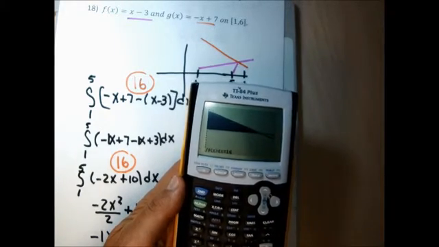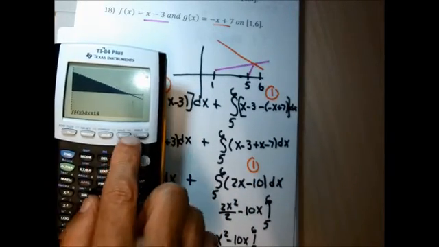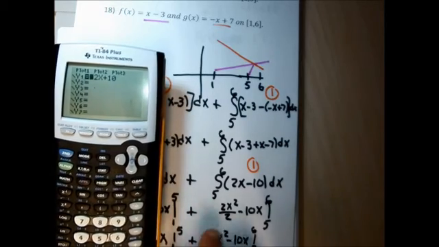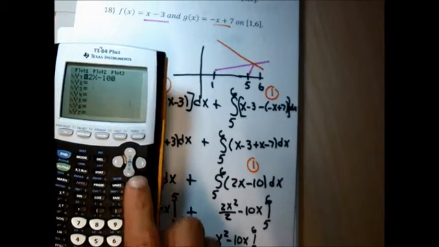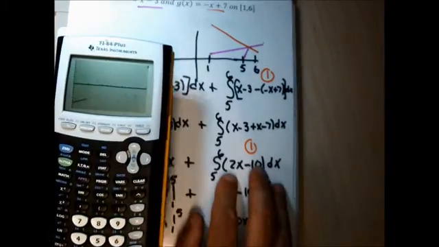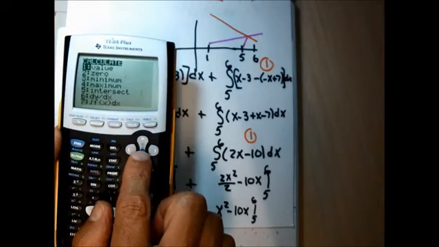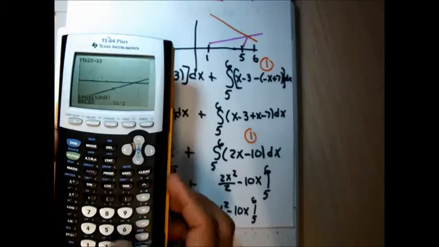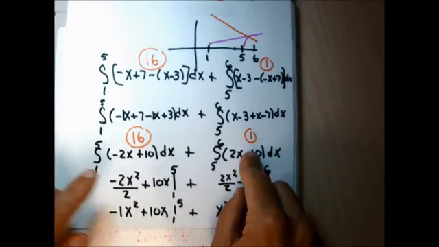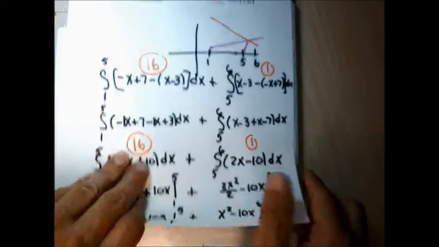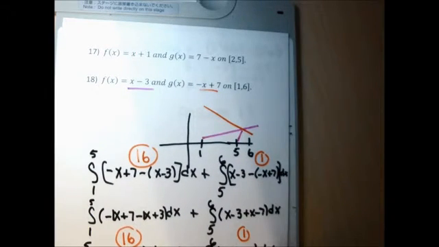Get that 16 that I wanted. Next one, I'm going to integrate from 5 to 6, and it's going to be the function 2x minus 10. That function I'm going to integrate from 5 to 6. Hopefully I get 1 for an answer. It worked out perfectly. First one came out to 16, second one came out to 1. I add the 2 areas together and get 17. So give problem 17 a go.